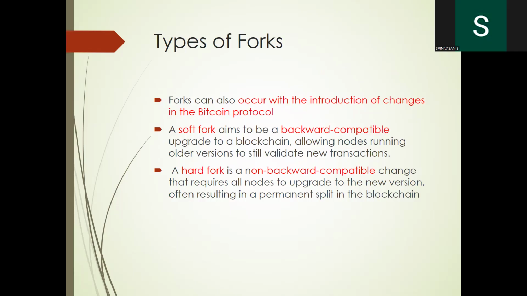The soft fork aims to be a backward compatible one. It helps to upgrade the blockchain. It allows nodes running older versions to validate a few transactions. On the other side, hard fork is a non-backward compatible one. So once the change is implemented, it will be enforced immediately, and it will not allow the previous set of rules to validate the transaction.